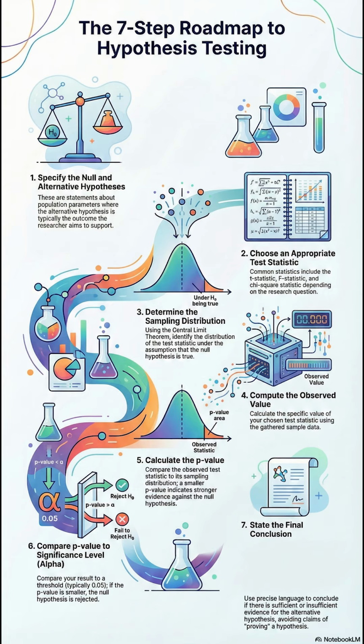The third step is to determine the sampling distribution of the test statistic under the assumption that the null hypothesis is true. These sampling distributions are derived from statistical results such as the central limit theorem. The fourth step is to compute the observed value of the test statistic using the sample data.